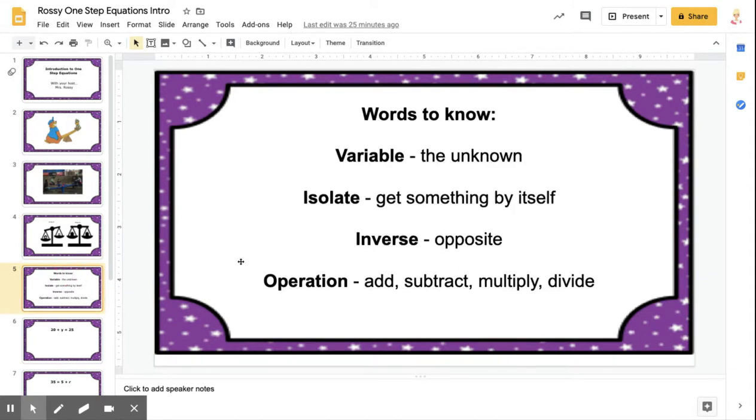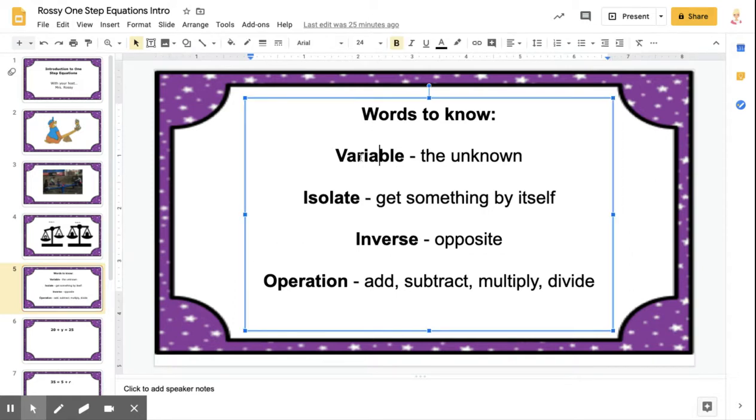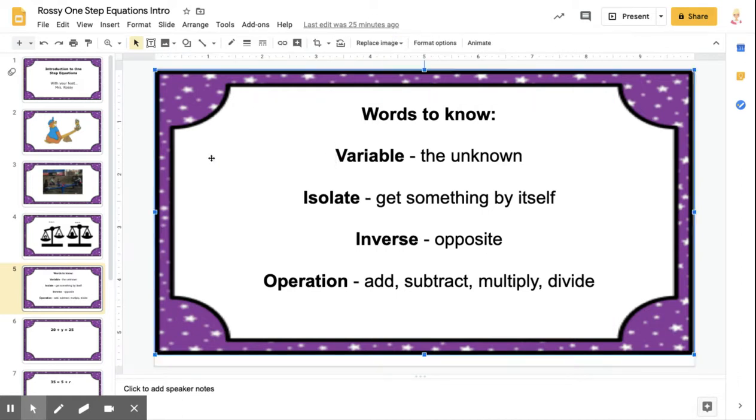Some words to know. These are 4 vocabulary words that we're going to be using during our lesson today. The first is variable. All it means is the unknown, the part that we're looking for, the part that we don't know. We know 2 parts. We're going to use those parts to come up with the part we don't know. We do that by isolating the variable. What it means to isolate is to get something by itself.